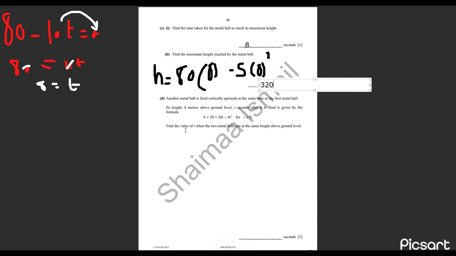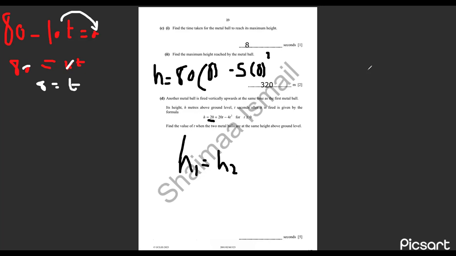Another metal ball is fired vertically upward at the same time. Its height h meters above ground level, t seconds after it's fired, is given by the formula h equals 20 plus 20t minus 4t squared. Find the value of t when the two metal balls are the same height. So h equal to h: h of the first equation equal to h of the second equation. So we're going to equalize these two equations.